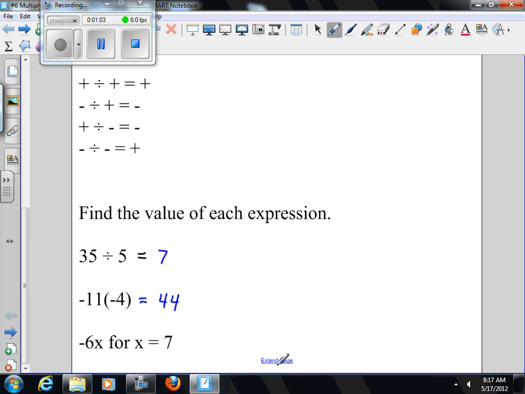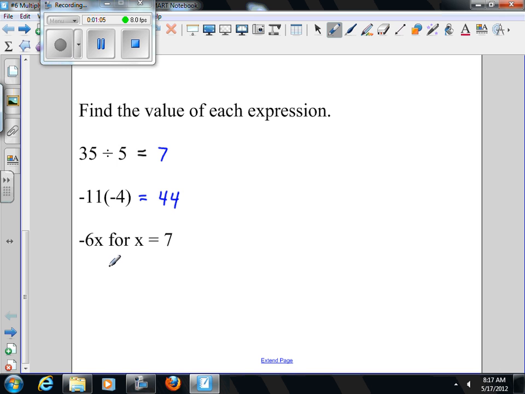Let's do 6x for x equals 7. Negative 6 times positive 7. In other words, negative times a positive is a negative, and then just do your multiplication as normal. Negative 6 times 7 would give you negative 42.